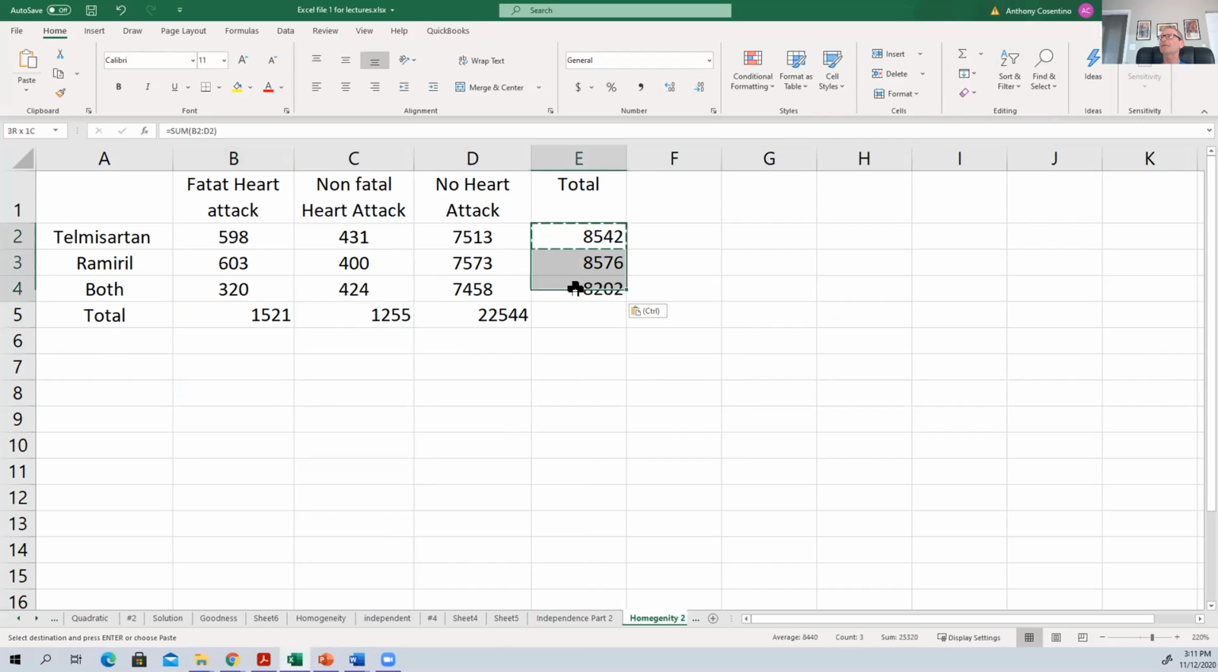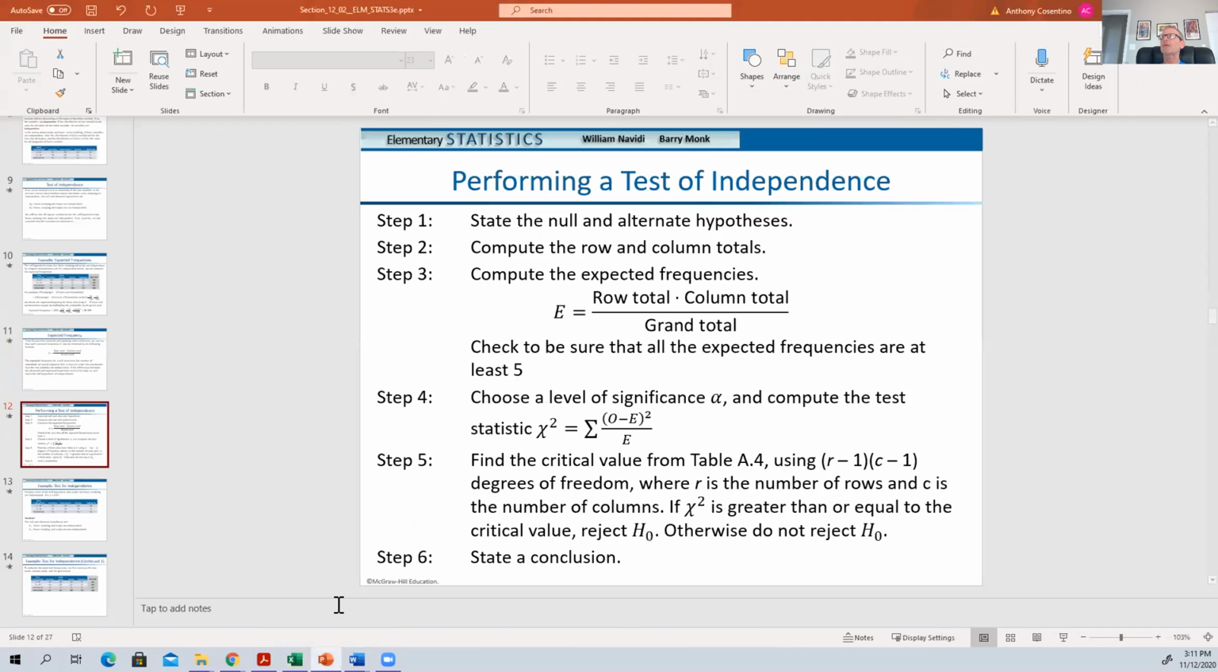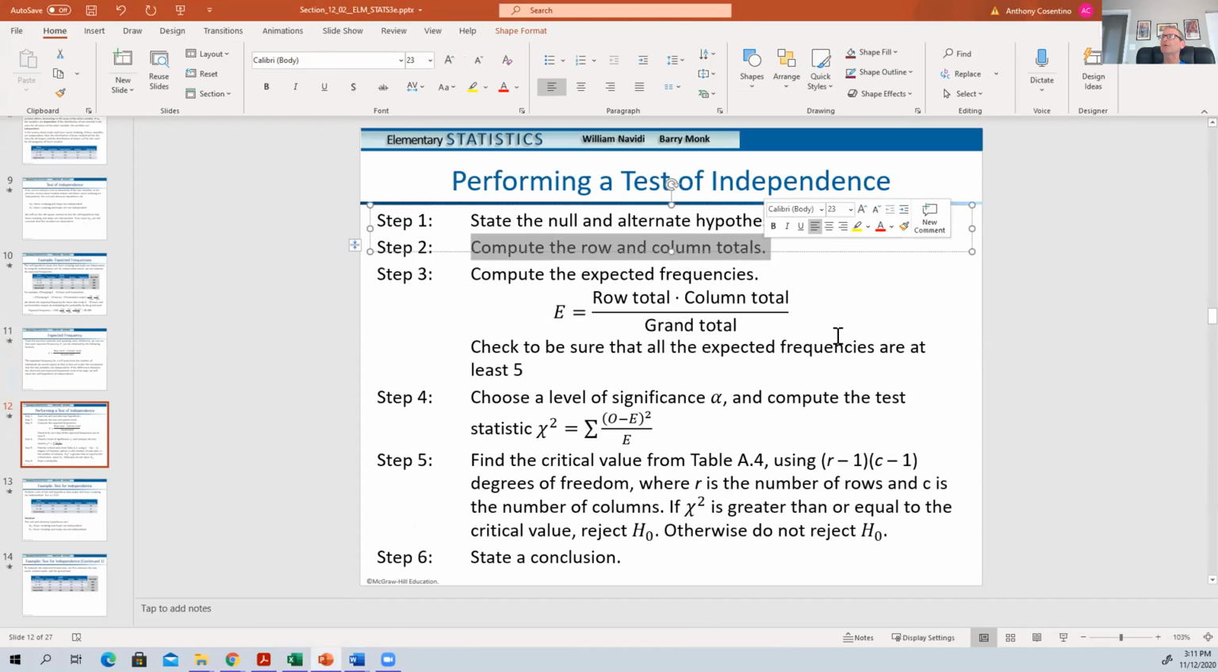So how do we get the grand total? We do the sum of, say, this one here, and we got the grand total. So that is step 2, compute the totals for the rows and columns. Now we've got to calculate this crazy expected frequency. It's really an expected value calculation.